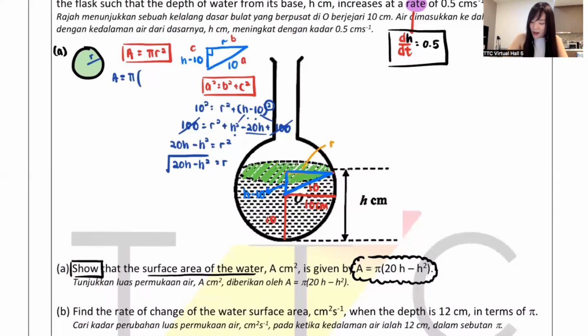So my dear, my R value will be square root of 20H minus H squared. And then a square outside. See it, right? Guys, square and square root cancel. No more. Isn't it I left 20H minus H squared? And no need to even open the bracket. I can proudly write the word shown. Why can I do that?